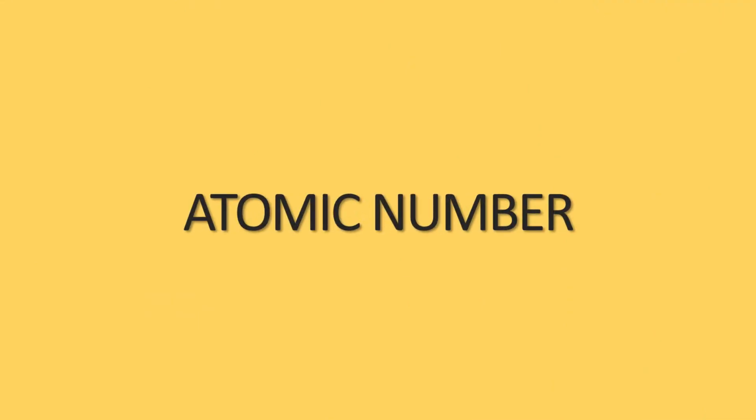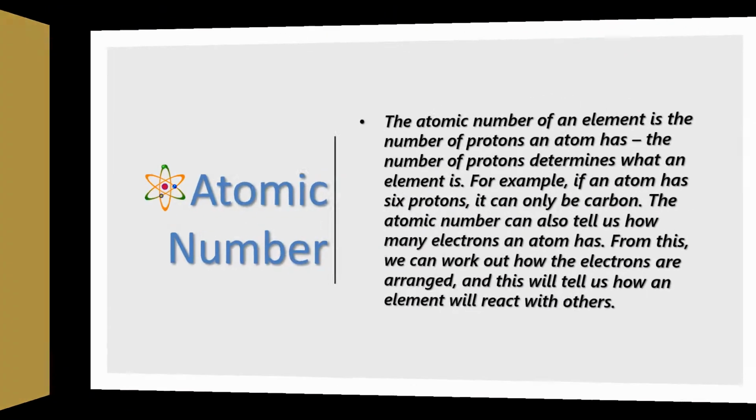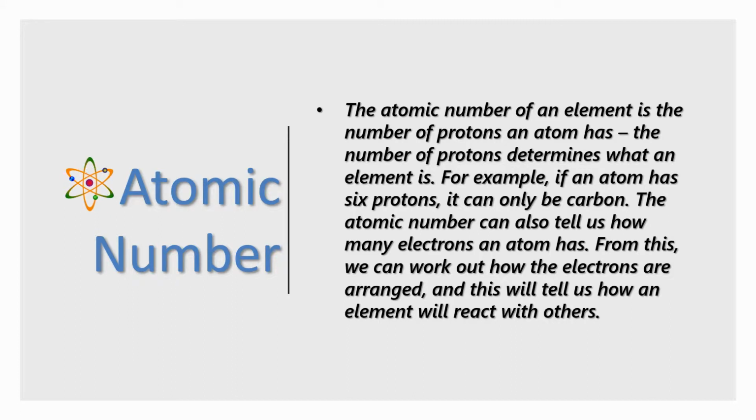Next is the atomic number. The atomic number of an element is the number of protons an atom has. The number of protons determines what an element is. For example, if an atom has 6 protons, it can only be carbon. The atomic number can also tell us how many electrons an atom has. From this, we can work out how the electrons are arranged, and this will tell us how an element will react with others.